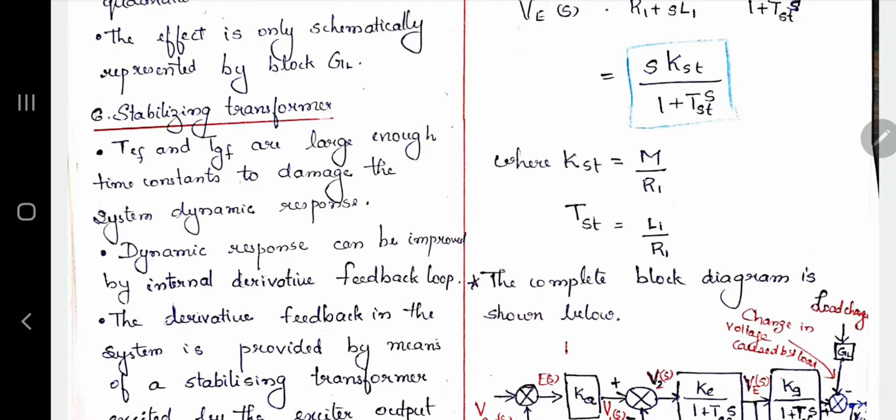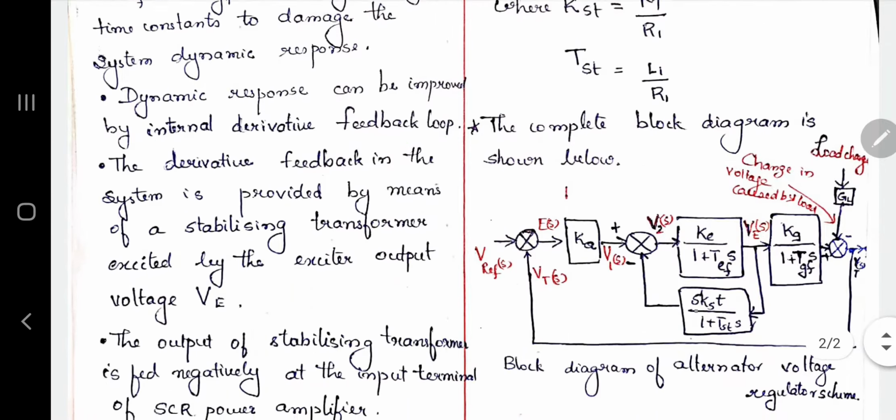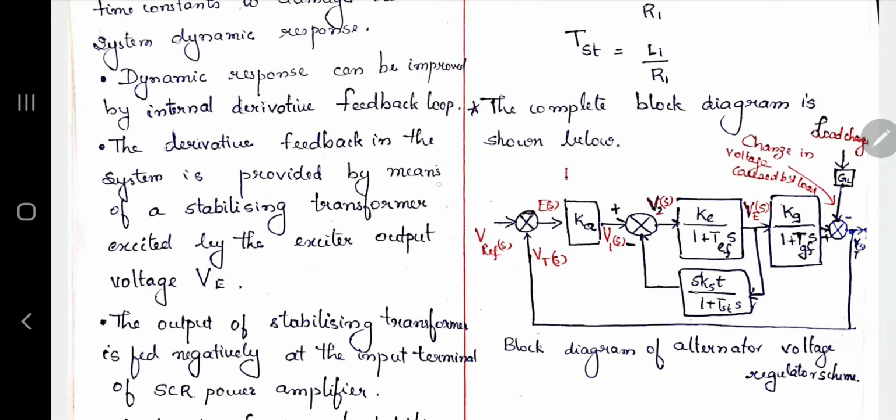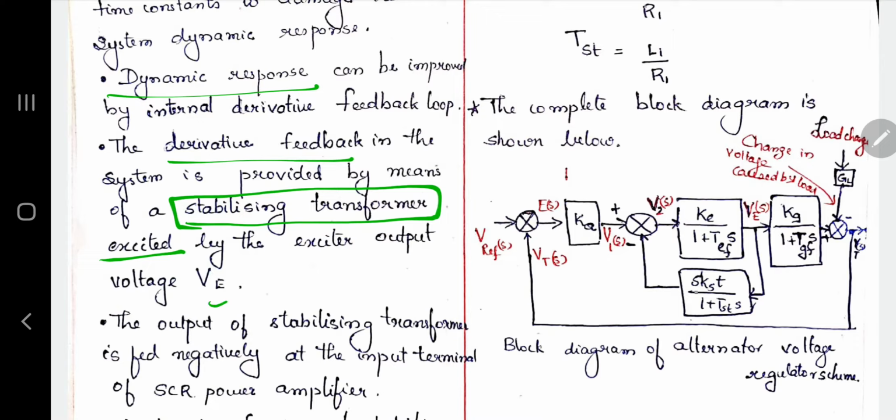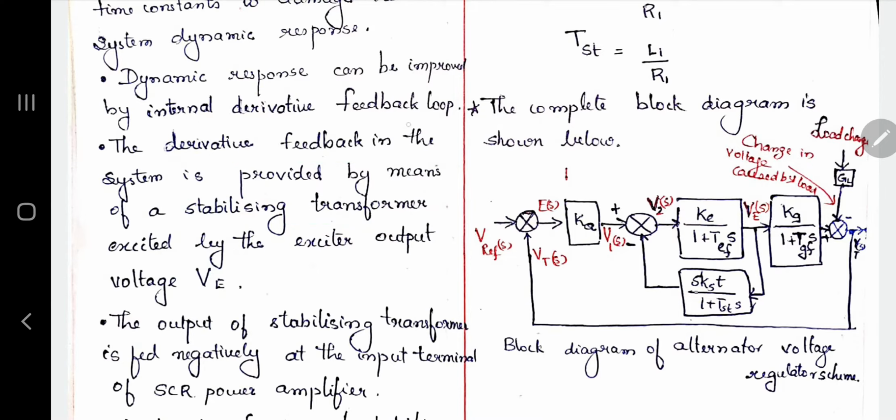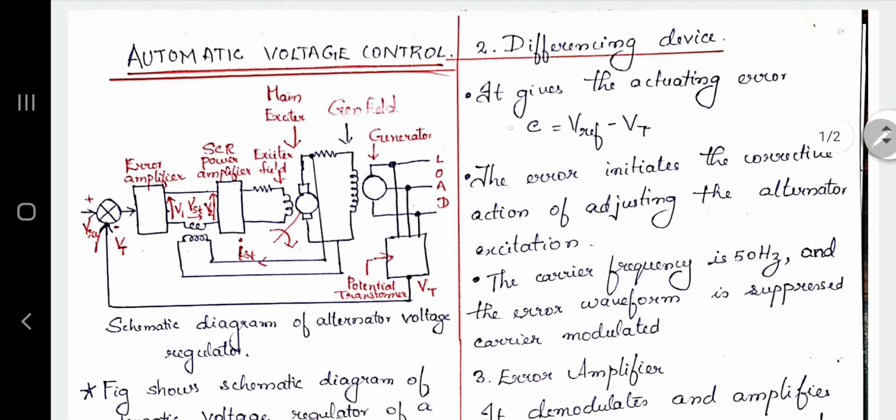The dynamic response can be improved if we have an internal derivative feedback loop. This internal derivative feedback loop is provided by means of a stabilizing transformer. So we use a stabilizing transformer to make a derivative feedback loop so as to improve the dynamic response. The stabilizing transformer is excited by the voltage VE itself. Here, inside the block diagram, you can see the stabilizing transformer being fed from the exciter voltage itself, that is VE.